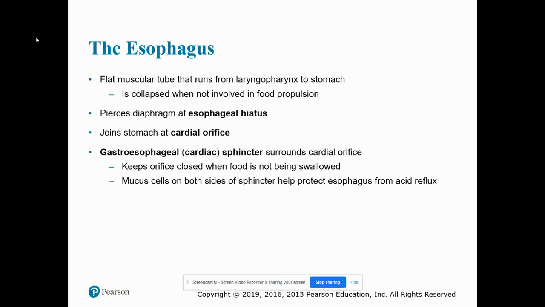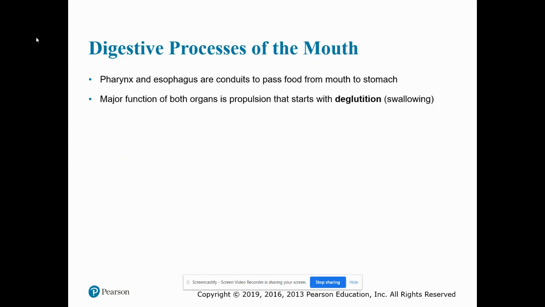Surrounding the cardial orifice is a gastroesophageal or cardiac sphincter, and what that does is it keeps the orifice closed when food is not being swallowed. We also find mucus cells on both sides of the sphincter that help to protect the esophagus from acid reflux. The pharynx and esophagus are both conduits that pass food from the mouth to the stomach, and the major function of both organs is propulsion that starts with deglutition, which is swallowing.